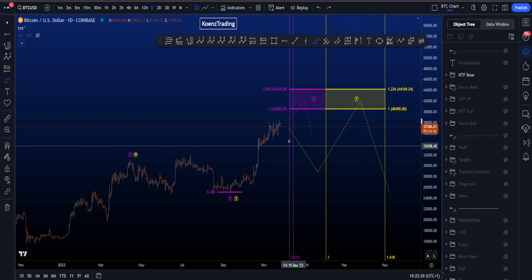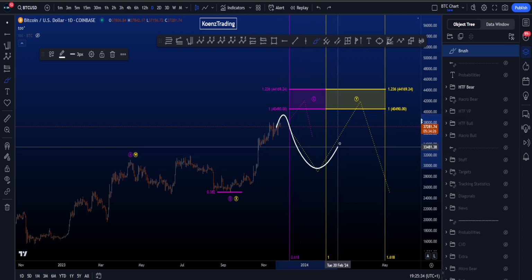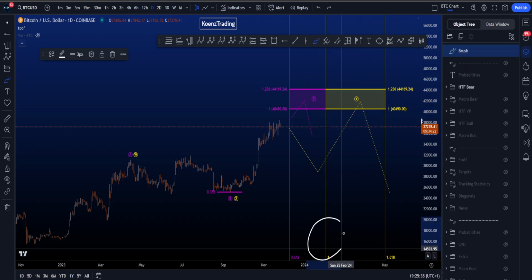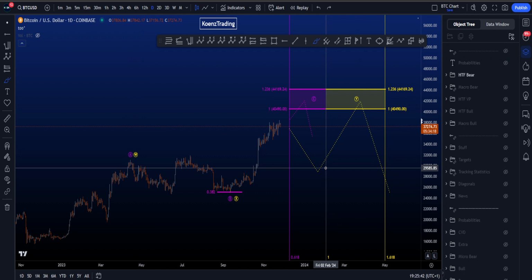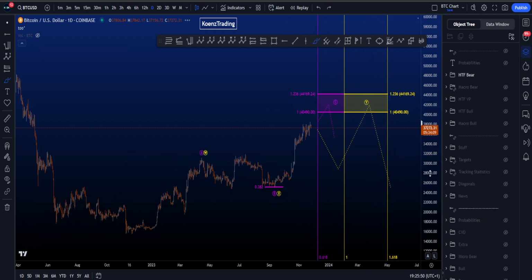And the wave Y target area, because you first need to finish the impulse, then move down correctively, and then move up again, it's very likely this wave Y will take longer than the 1-to-1 of this W over here, which gives you a wave Y target between the 2nd of February next year and the 1st of May 2024 for then a rejection and a move towards the downside.